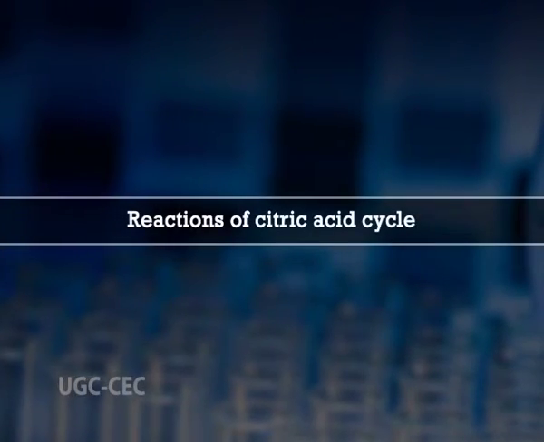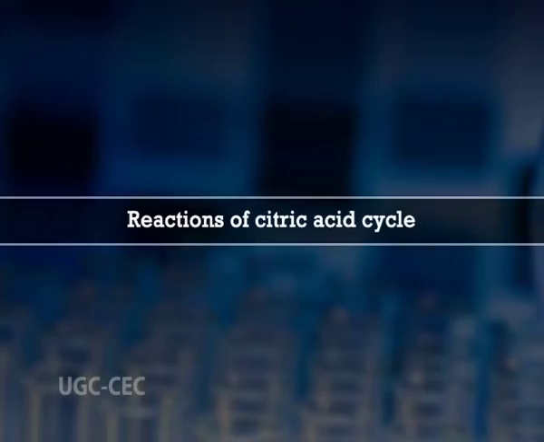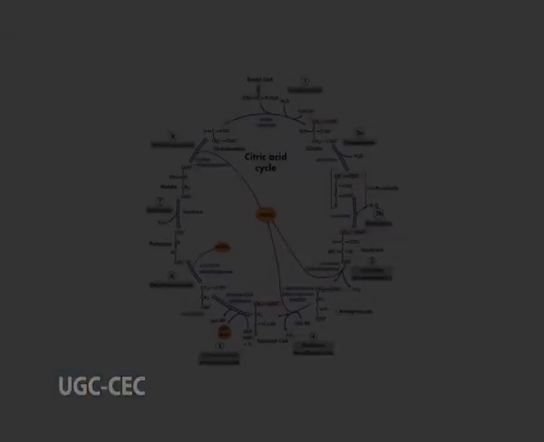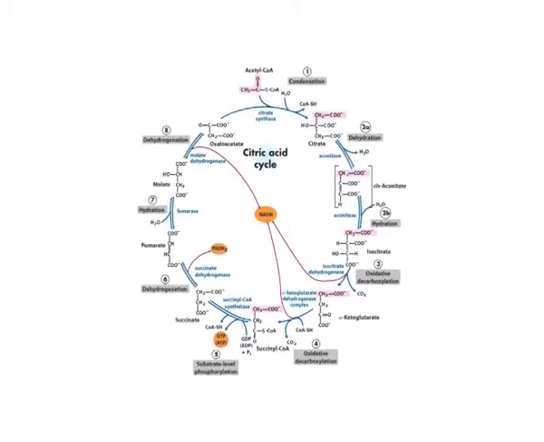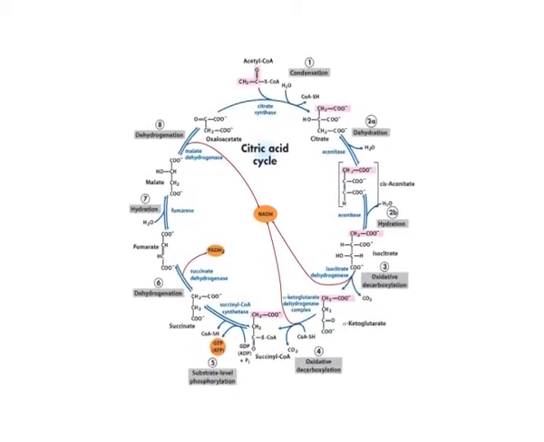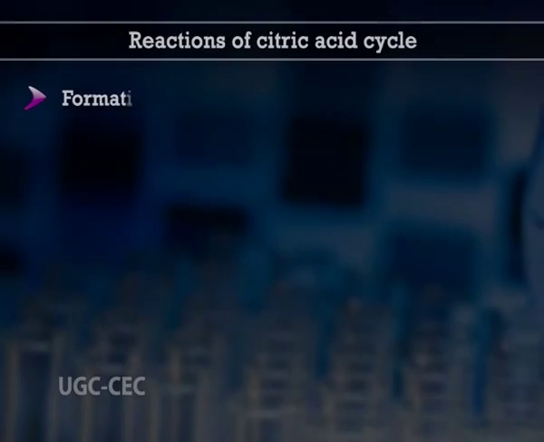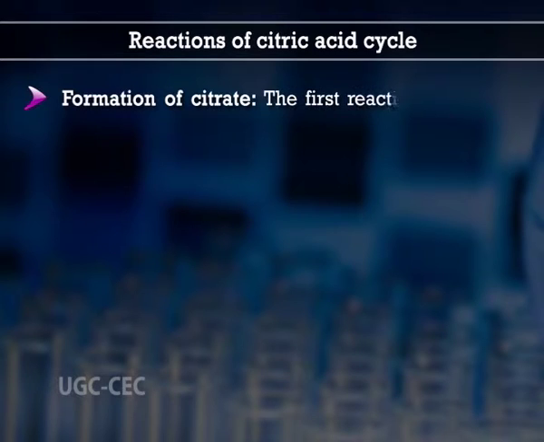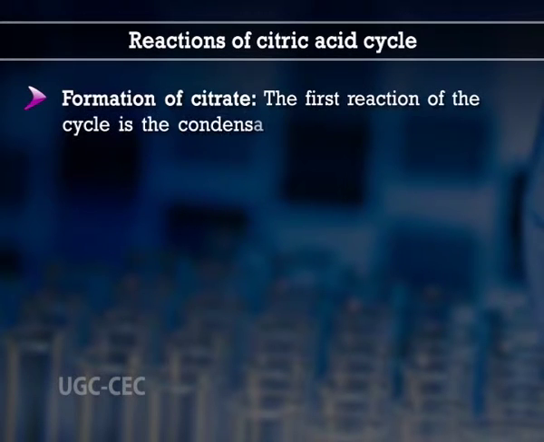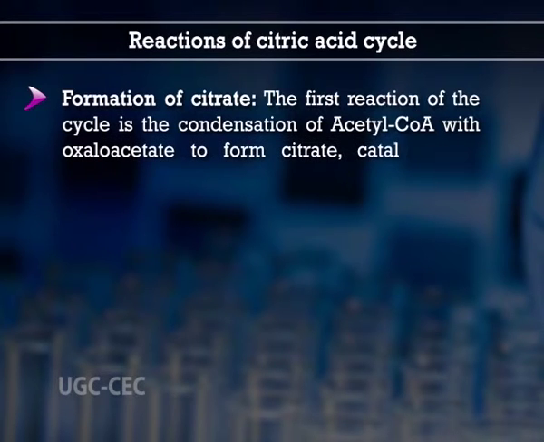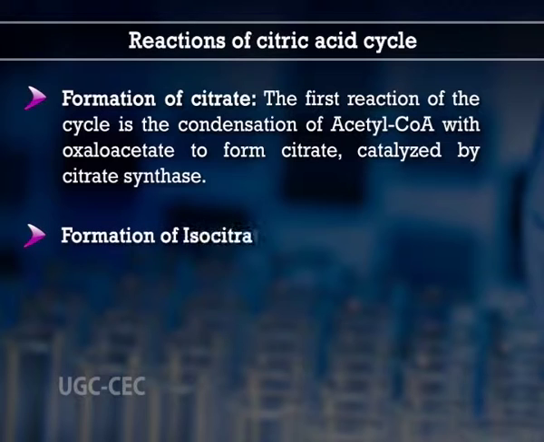Now let us come to reactions of the citric acid cycle. Figure: reactions of the citric acid cycle. The citric acid cycle has 8 steps. First, formation of citrate. The first reaction of the cycle is the condensation of acetyl-CoA with oxaloacetate to form citrate, catalyzed by citrate synthase. Second, formation of isocitrate via cis-aconitate.